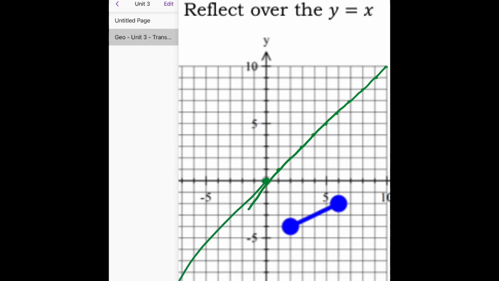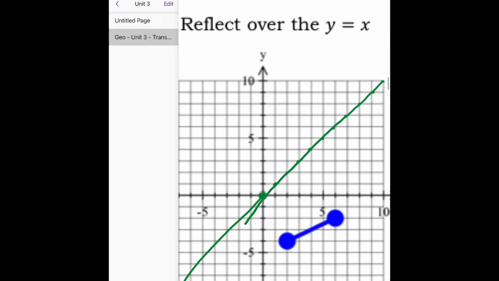Oh, that's a terrible line, but you know what? It's going to work.